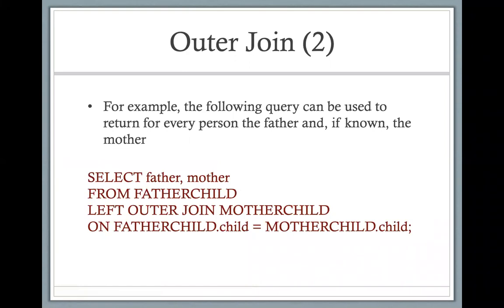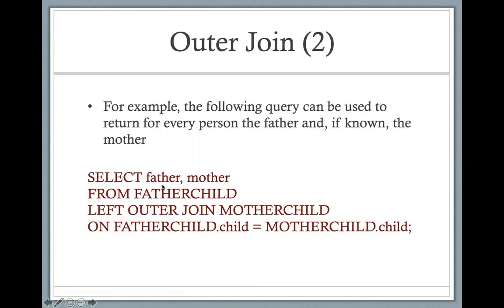For example, the following query can be used to return, for every person, the father, and if known, the mother. Let's see what this means. I'm saying select father and mother from father child left outer join mother child on father child dot child equal to mother child dot child. Here I'm using the name of the table because I'm not using an alias, and it's the same attribute. If I just said child equal to child, it would be confused.